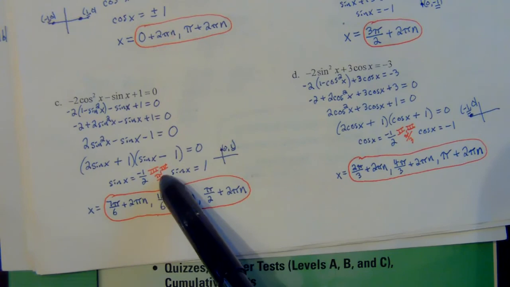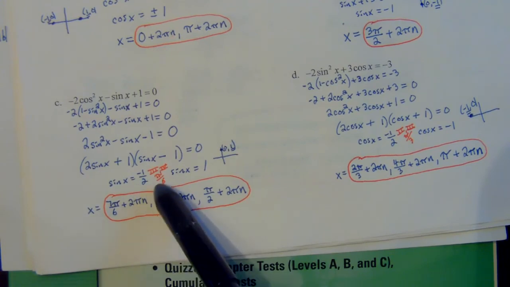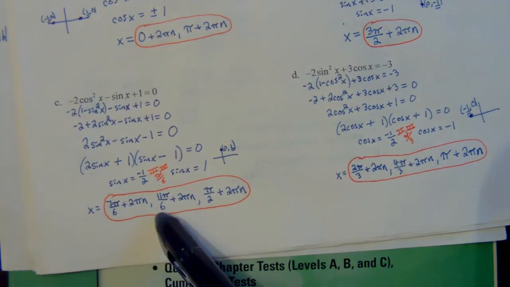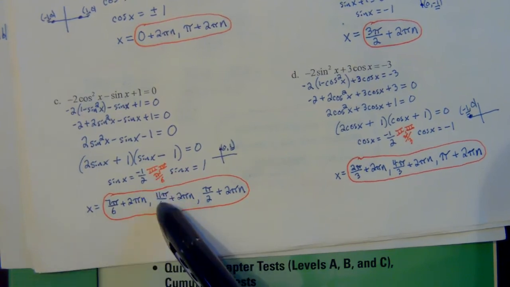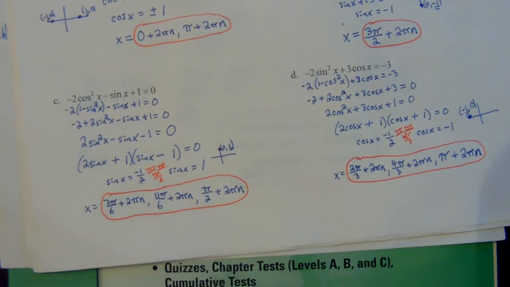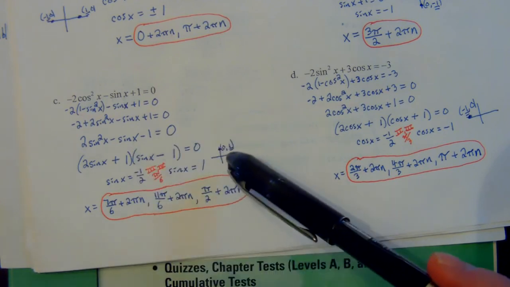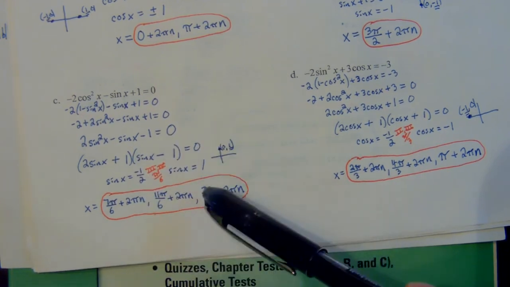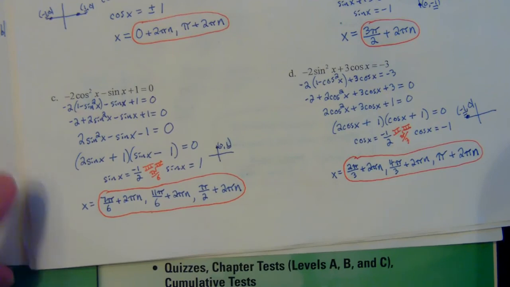Your sine is negative in 3 and 4. The reference angle where your sine is 1/2 is pi over 6. So you got 7 pi over 6, 11 pi over 6. You're 1 number higher, and then you double it, subtract 1. Squeeze in a plus 2 pi n. And then where my sine is equal to 1, that's where the y value is equal to a positive 1. That's at pi over 2, and then you squeeze in the plus 2 pi n.